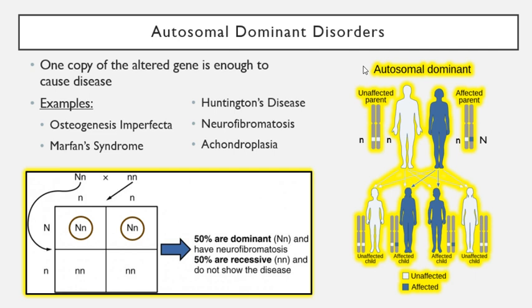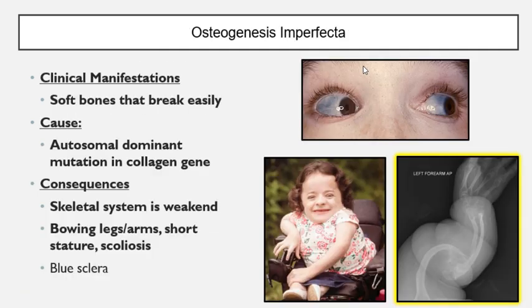So make sure you know how to do the questions on the practice test, and if you can't, then we can talk more about how to do these problems. Now, with that being said, we're going to go over 5 examples of different autosomal dominant mutations. The first being osteogenesis imperfecta.